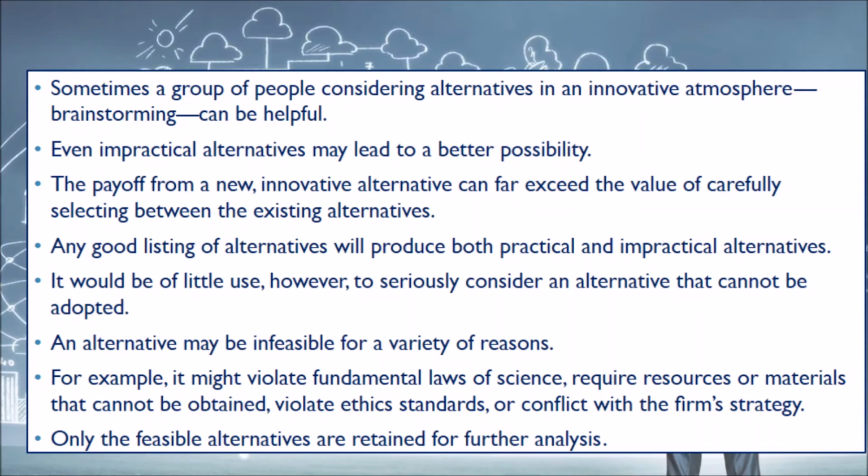Any good listing of alternatives will produce both practical and impractical alternatives. It would be of little use, however, to seriously consider an alternative that cannot be adopted. An alternative may be infeasible for a variety of reasons. For example, it might violate the fundamental laws of science, require resources or materials that cannot be obtained, violate ethics standards, or conflict with the firm's strategy. Only the feasible alternatives are retained for further analysis.